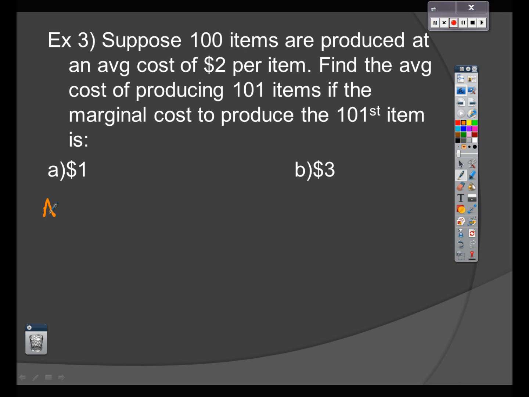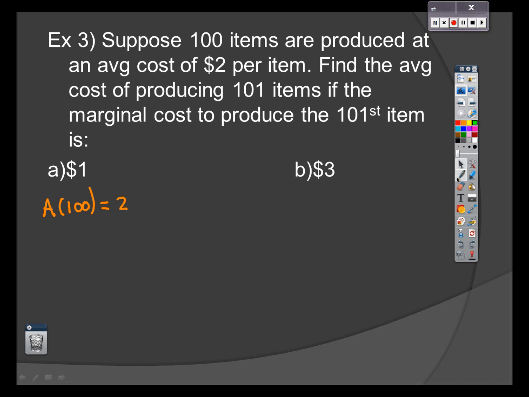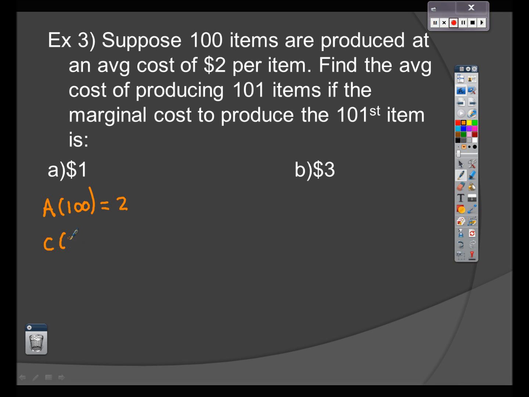The average cost of making 100 items given in the problem was $2. If I want to know the cost of making 100 items, if it's $2 on the average times 100 items, that would be 200. The cost of making the 101st item using the marginal cost of $1 would be an additional dollar to the 200, or in this case, 201.